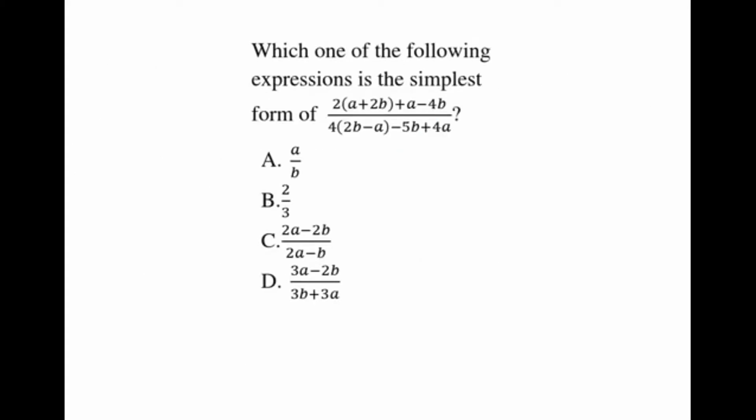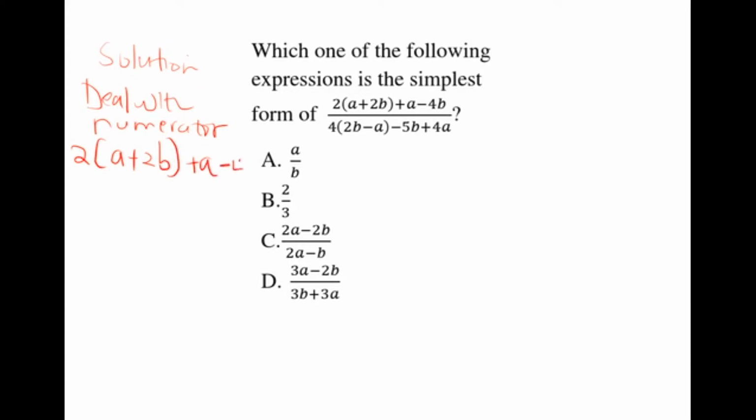Which one of the following expressions is the simplified form of (2(a + 2b) + a - 4b) over (4(2b - a) - 5b + 4a)? Solution. We are first going to deal with the numerator. Our numerator in this case is 2(a + 2b) + a - 4b.